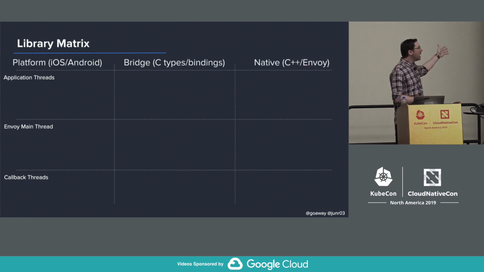If we take these 3 layers and we overlay them over the 3 threading contexts, we can actually walk through what it looks like for a request to traverse Envoy Mobile and explore a little bit of its architecture and how we solved this paradigm shift.